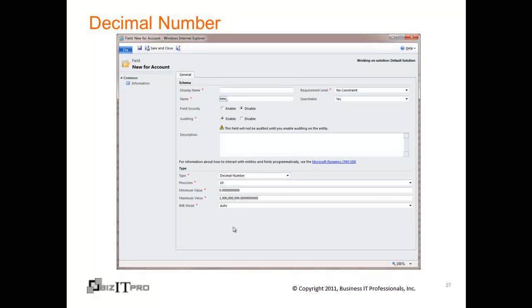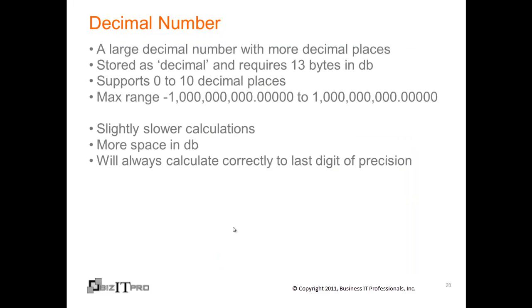Decimal numbers, as we mentioned earlier, also allow us to store decimal numbers. In this particular case, we can go to 10 digits of precision, and the minimum and maximum values are stated here. So basically, it's a large decimal number with more decimal places. It does require 13 bytes in the database and is stored as type decimal. Supports from 0 to 10 decimal places, and range.